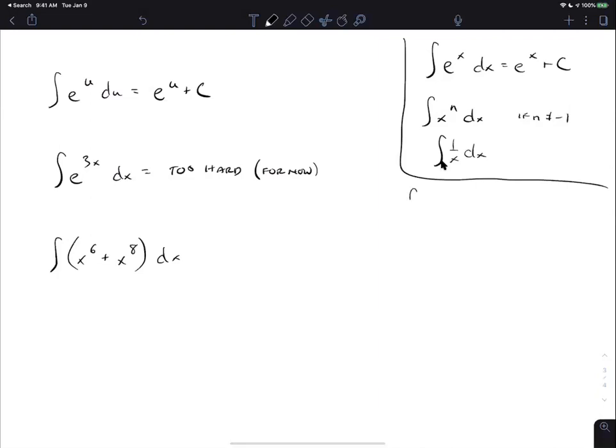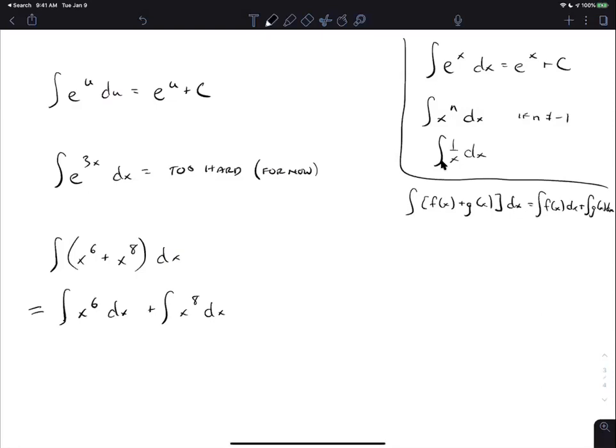So we actually have these two rules. The integral of f of x plus g of x dx is equal to the integral of f of x dx plus the integral of g of x dx. And they are on that formula sheet about halfway down the page, or toward the bottom of the page, I think. So definitely use that formula sheet. What it says is you can split this up. So you can make it the integral of x to the 6th dx plus the integral of x to the 8th dx.